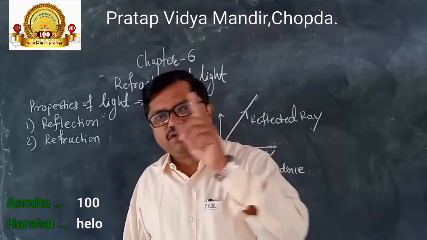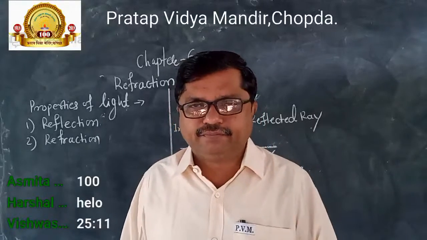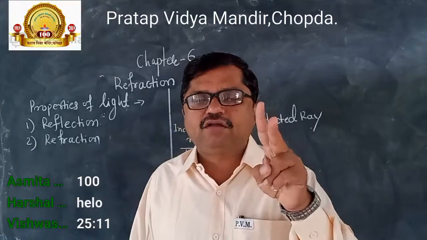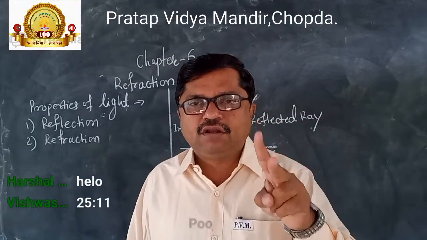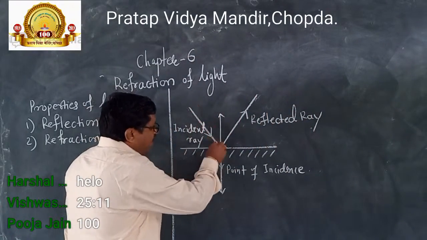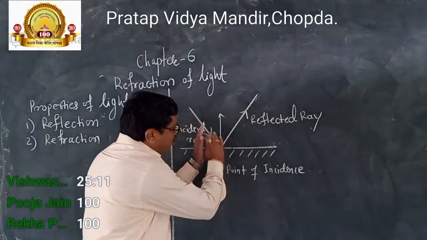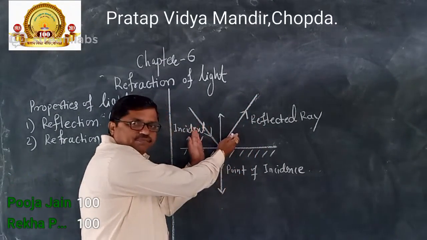Reflected ray, incident ray, and normal always lie in the same plane. What is the second law of reflection? The second law of reflection is that the incident ray and reflected ray are always on the opposite side of the normal.